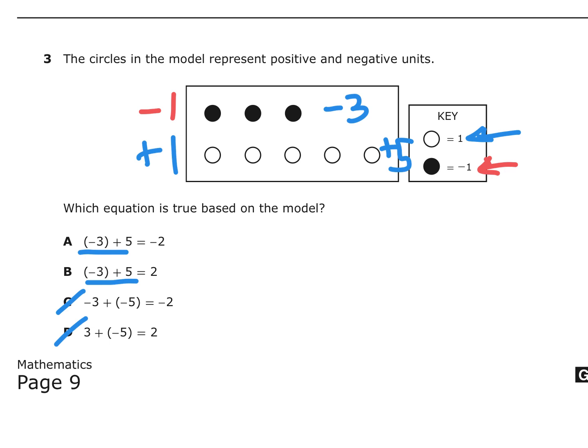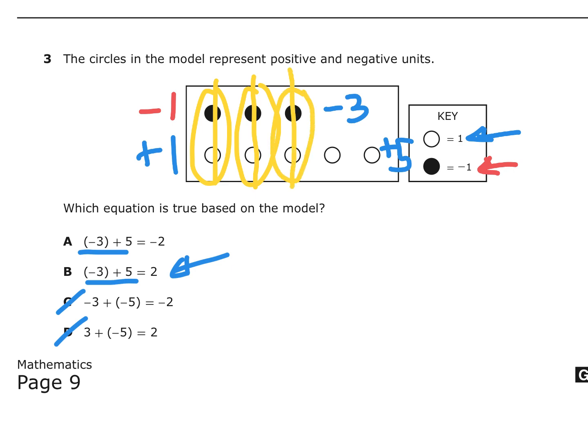Well, 5 minus 3 is 2, so this should be the correct answer. And all you have to do, actually, is if you look at this, a +1 and a -1, those will cancel out. Right here, a +1 and a -1, those will cancel out. And right here, a +1 and -1, those will cancel out. And you're left with 2 of these, which are the positive ones. So +2 is the correct answer. So the answer there should be B for number 3.